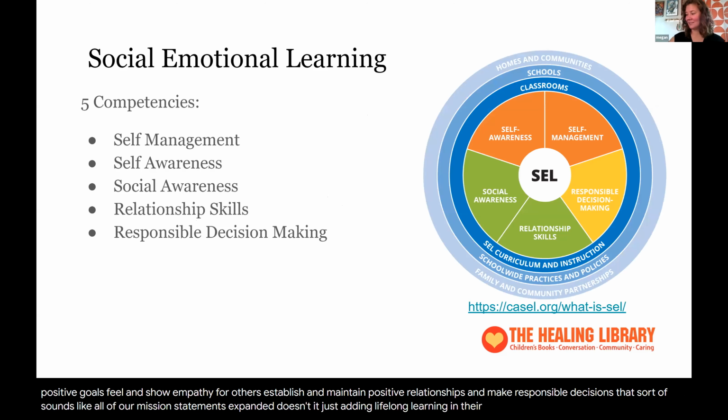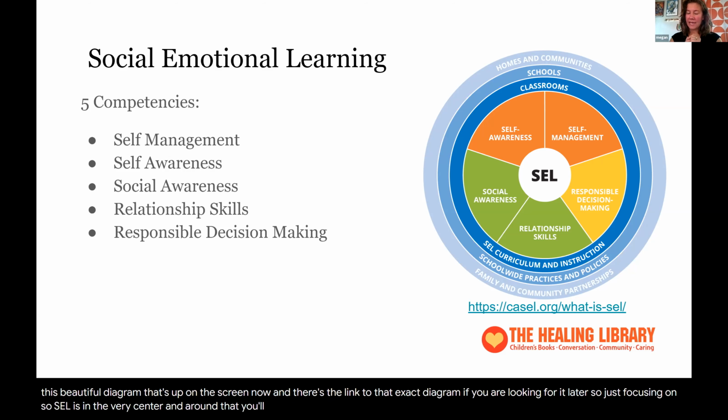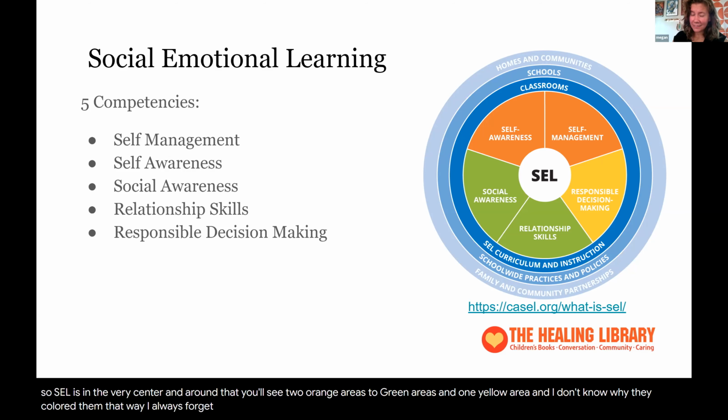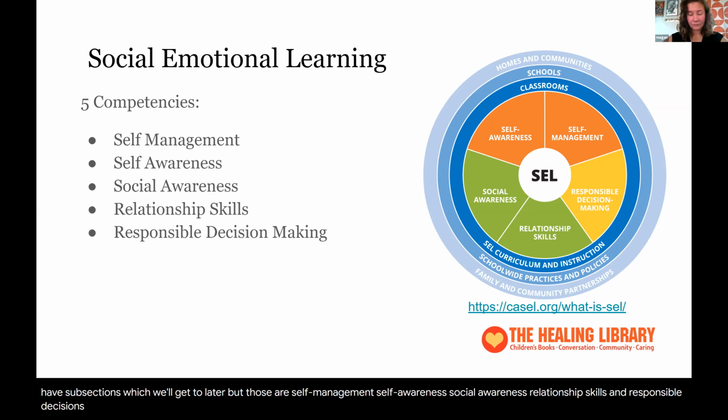So the way that CASEL represents this is this beautiful diagram that's up on the screen now, and there's the link to that exact diagram if you are looking for it later. So SEL is in the very center, and around that you'll see 2 orange areas, 2 green areas, and 1 yellow area. And I don't know why they colored them that way, I always forget. But these are the 5 basic competencies that they have broken the idea of social emotional learning into. Each of these have subsections, which we'll get to later. But those are self-management, self-awareness, social awareness, relationship skills, and responsible decision-making.